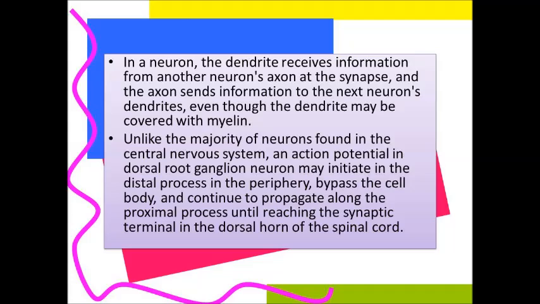Unlike the majority of neurons found in the central nervous system, an action potential in a dorsal root ganglion neuron may initiate in the distal process in the periphery, bypass the cell body, and continue to propagate along the proximal process until reaching the synaptic terminal in the dorsal horn of the spinal cord.